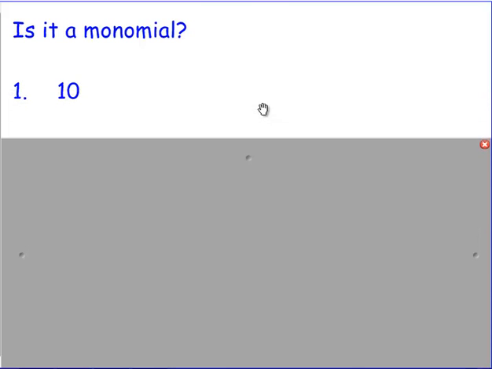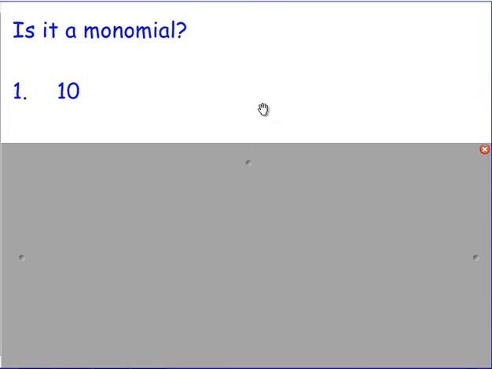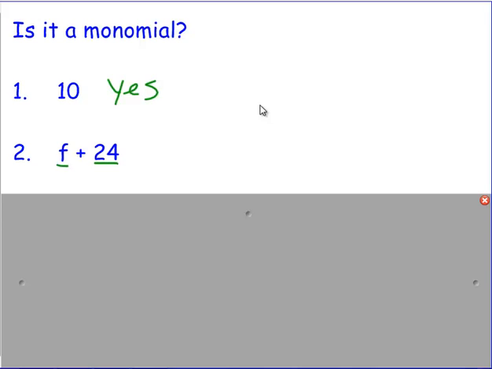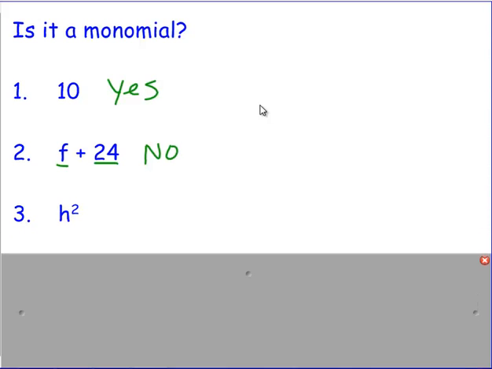So a quick checkup to see if we understand this idea of monomial. We're looking for one term, a constant, a variable, or a product of the two. For example, I have 10. That is a constant. That is just one constant. Yes, you better believe that that is a monomial. Next term we see is f plus 24. Notice, if I looked at just f or just 24, I might have some monomials. But when I have f plus 24, I have two terms, and that would not be a monomial.